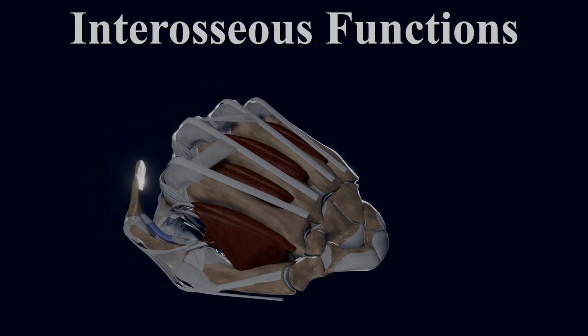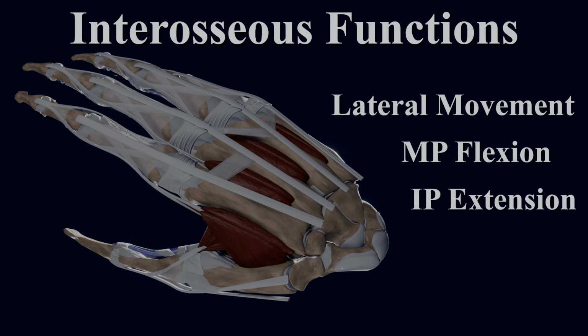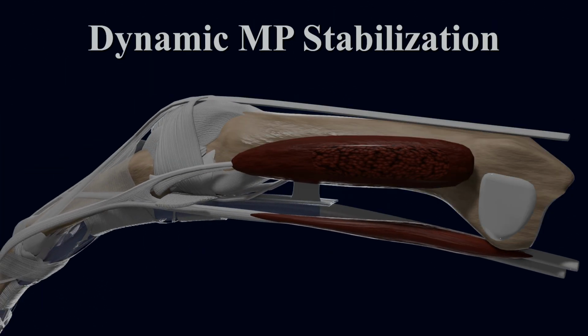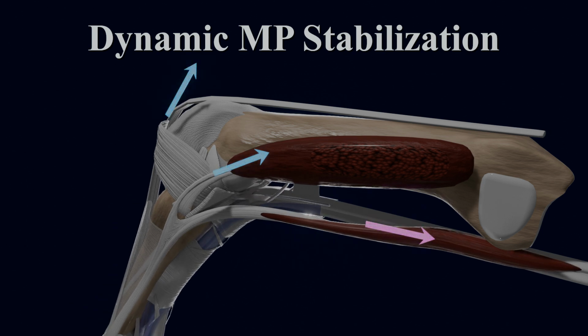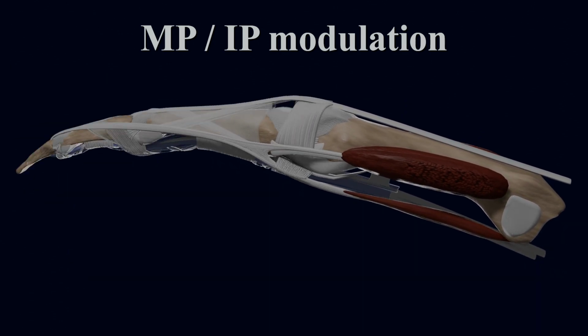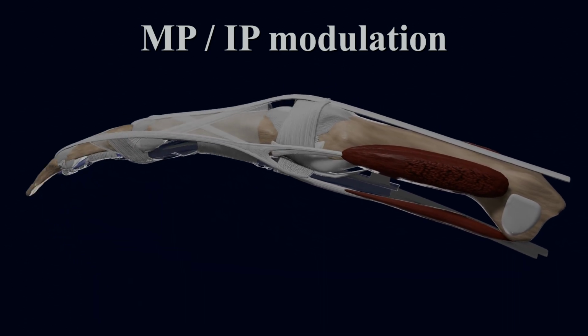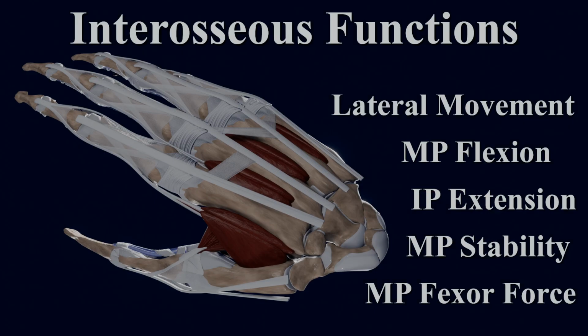Interosseous muscle functions include lateral finger motion, MP flexion, and IP extension. Working with the extrinsic extensor, they also dynamically stabilize the MP joint against volar subluxation in a fist. With IP flexion, an isometric interosseous muscle will produce MP flexion, coordinating the motion between these 3 joints. Varying the contractile force will modulate the MP flexion. Unlike the lumbricals, the interossei can add MP flexor force.